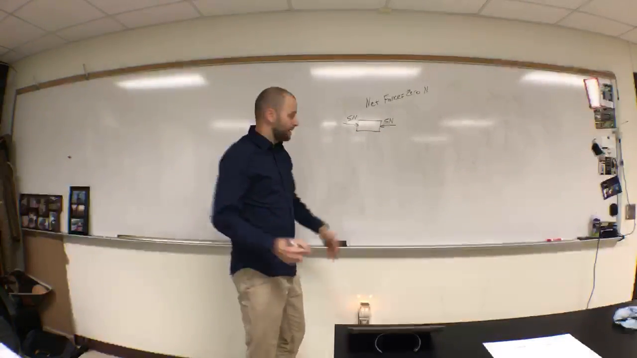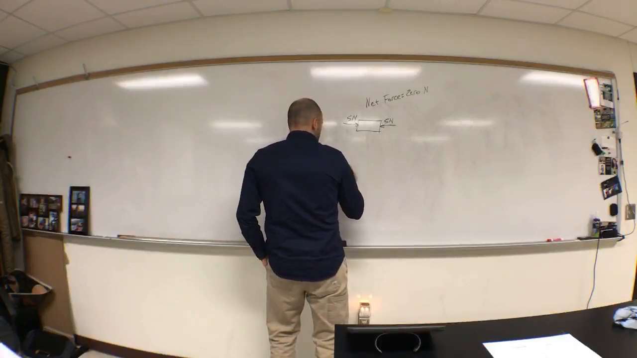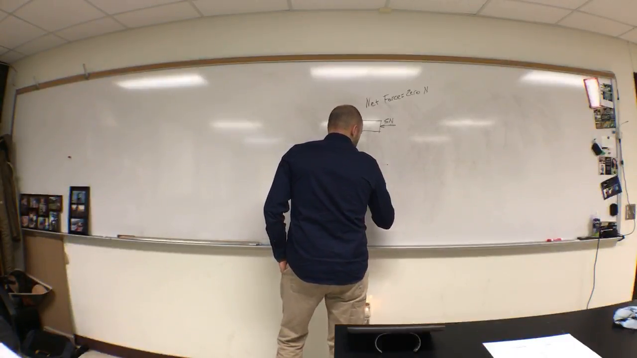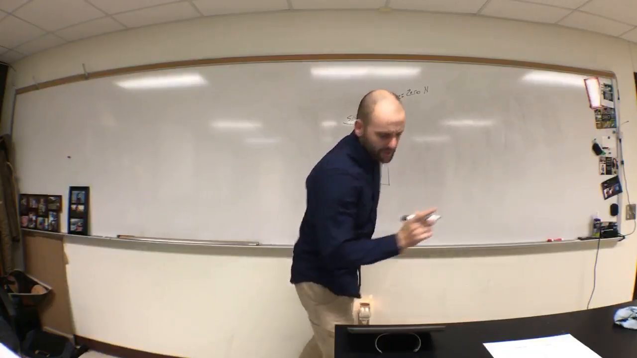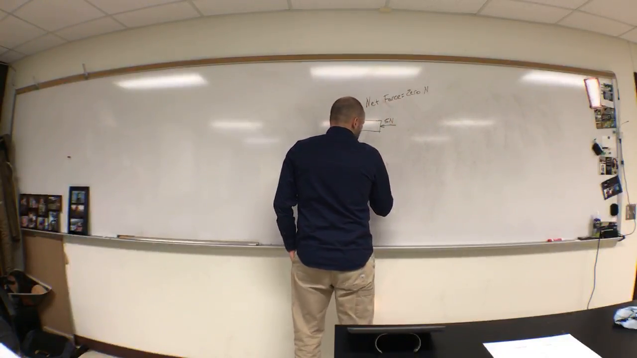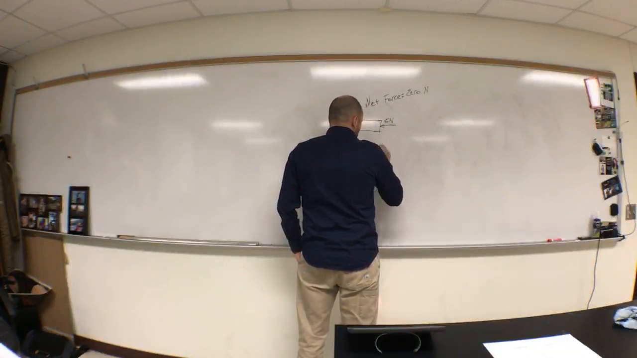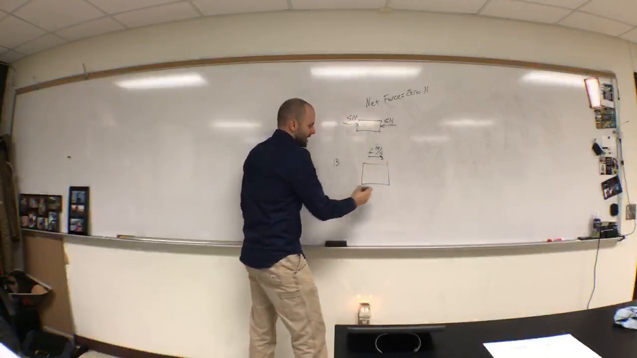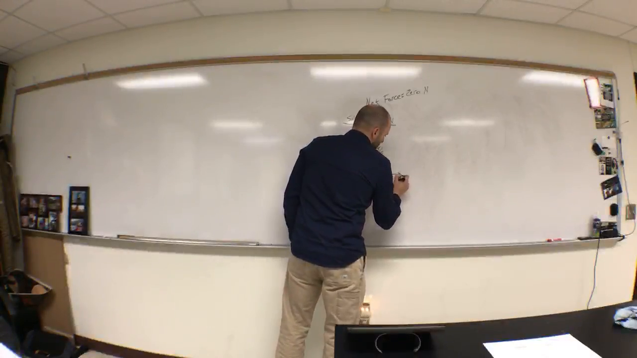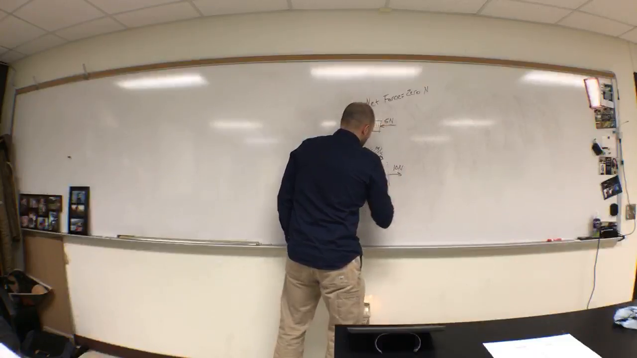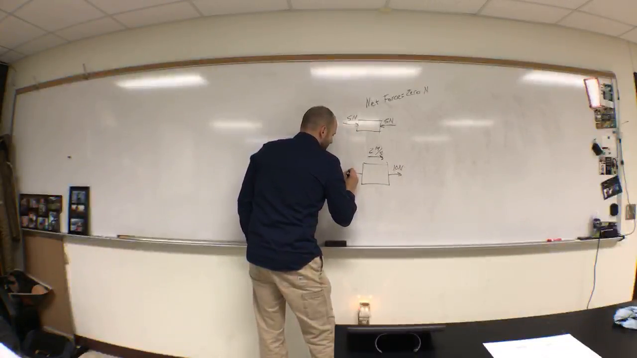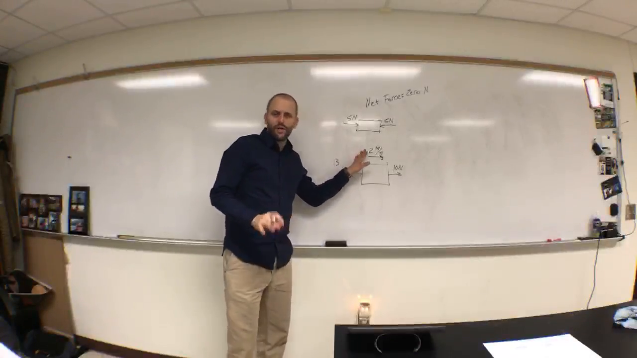Number 13 is kind of along the same lines. I believe it's 13. Let me double check. 14. Number 14 is along the same lines. So it says something along the lines of this. It has an object moving 2 meters per second. There is a force going this way of 10 newtons, and another force going this way that we don't know.